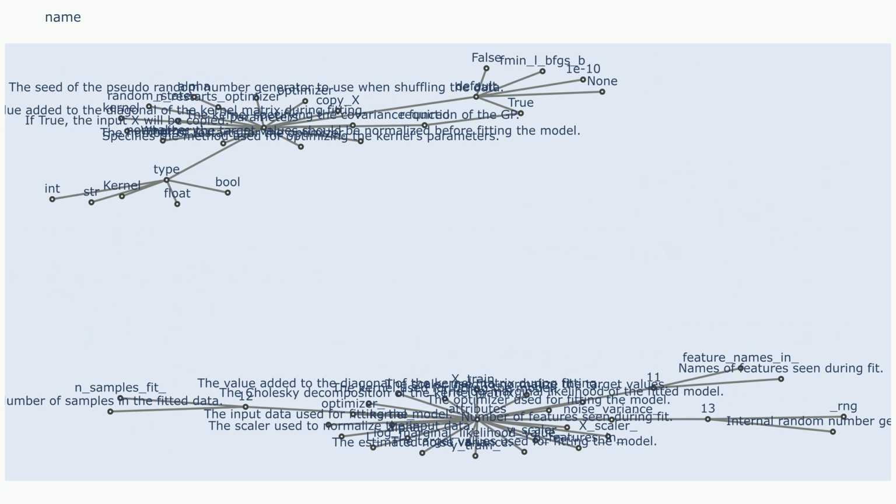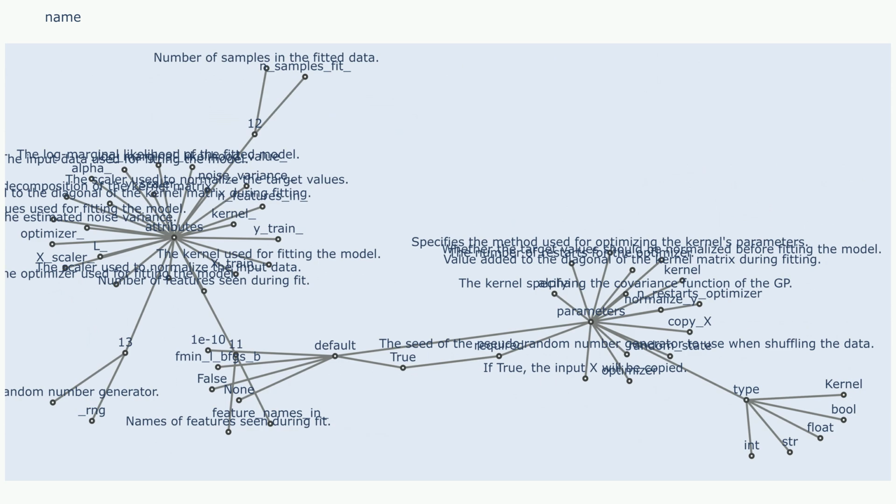Noise sets the noise level for the data. YAML noise: 0.1. Random state controls the randomness in the optimization process. Setting a value ensures reproducible results. YAML random_state: 42.